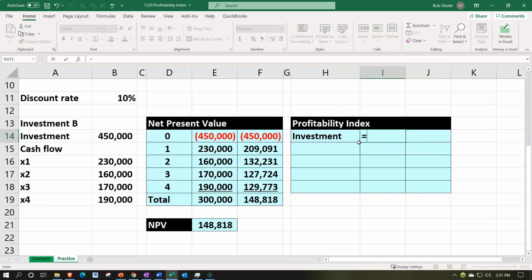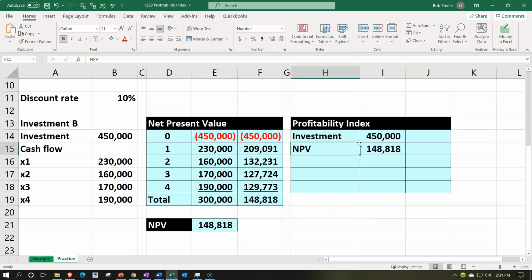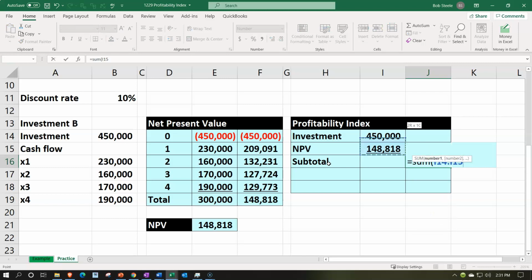the 250, or now we're at the 450 investment. And then we got the net present value, which we're going to add to it, adding the net present value, which comes out to the 148,818, underlining that, font group and underline. That's going to give us our subtotal. Oh, and we'll sum that up, equals the sum in the outer column.